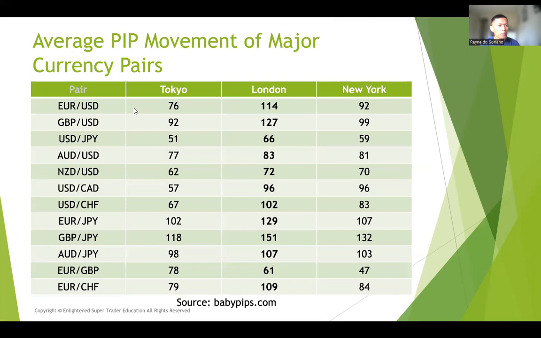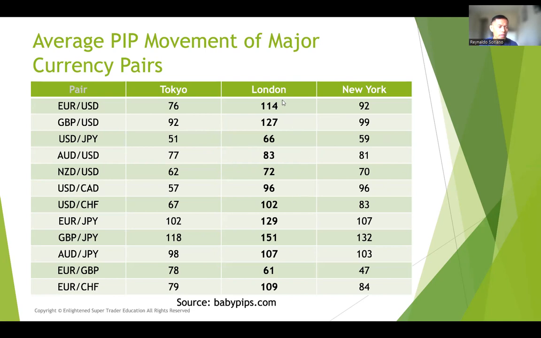So based on the average pip movement of major currency pairs, let's say the euro against the US dollar, Tokyo is around 76 pips on average on a daily basis. London session is about 114 pips. New York session is 92. Note that the London session, based on the overlapping, has the highest when it comes to pip counts in terms of the average. Euro is 114. The pound against US dollar is 127 compared to 92.99. US dollar Japanese yen 66 compared to 51.59.